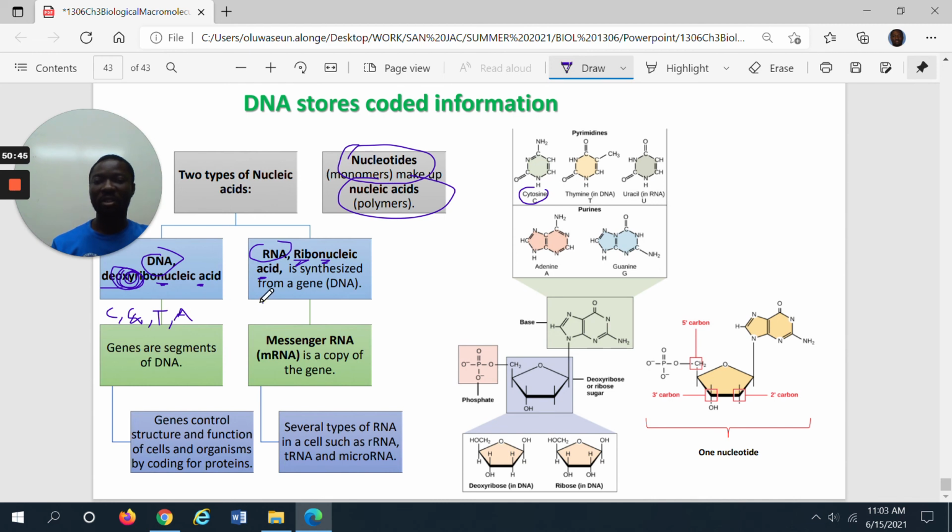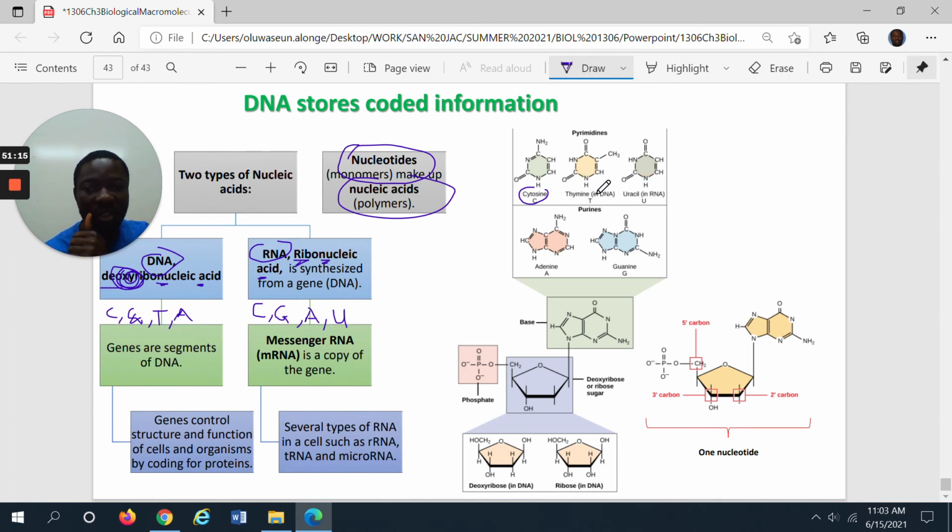Whereas RNA has cytosine, it has guanine, it has adenine, but it doesn't have thymine. Instead of thymine, it has uracil. So when you look at these ends, you will see that these are the 5 bases that we have. We have the cytosine, we have the thymine, we have the uracil. Uracil is only in RNA and thymine is only in DNA.